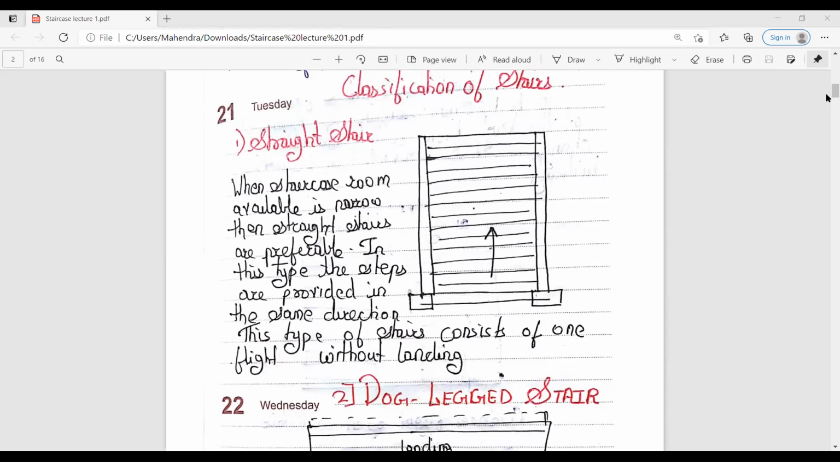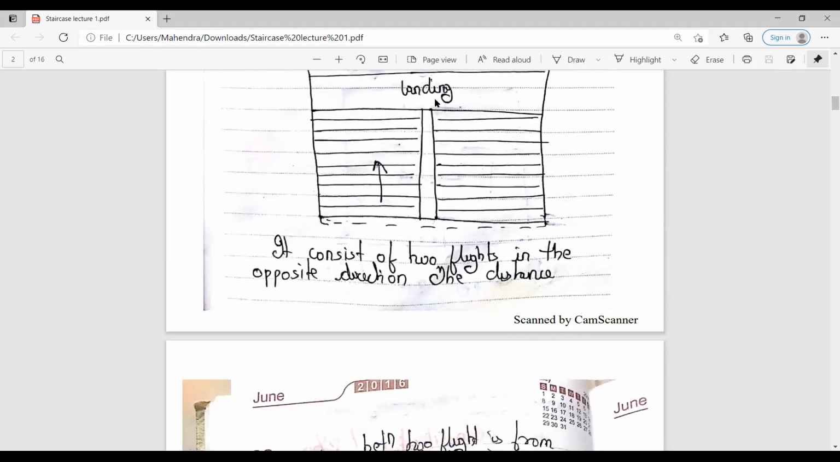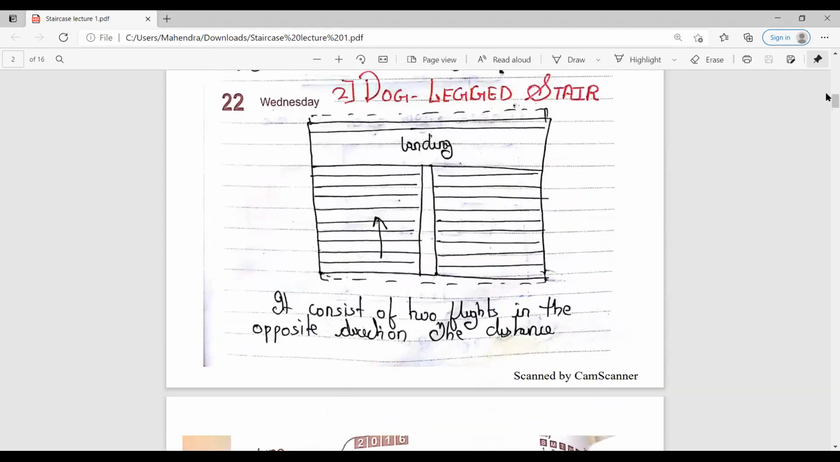So the second type of the staircase is the dogleg staircase. As you can see over here, there is a landing with the two flights in the opposite direction. In this type of diagram, it consists of 2 flights in the opposite direction, and the landing is also included. The distance between the flights is from 0 to 150 millimeter. Minimum distance is 0 and the maximum is 150 millimeter in case of the Dogleg Staircase.